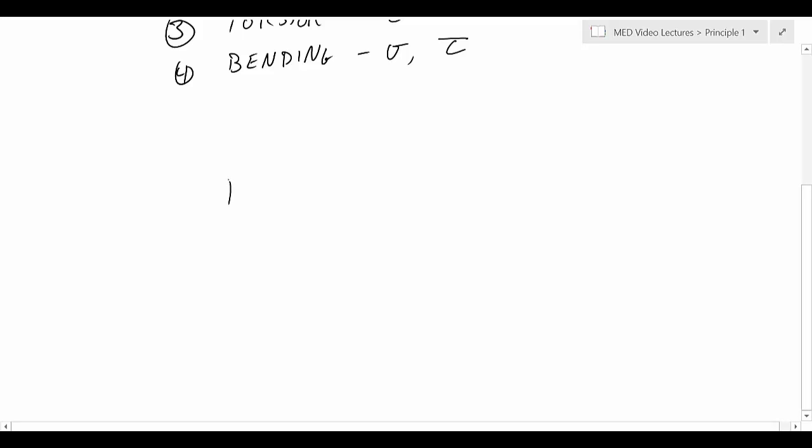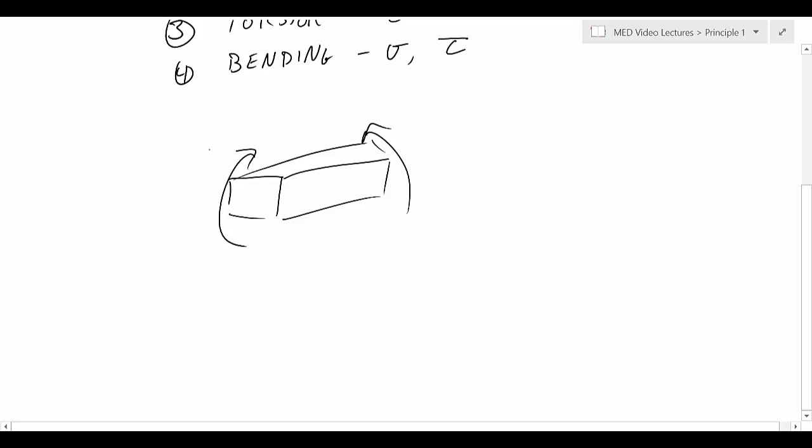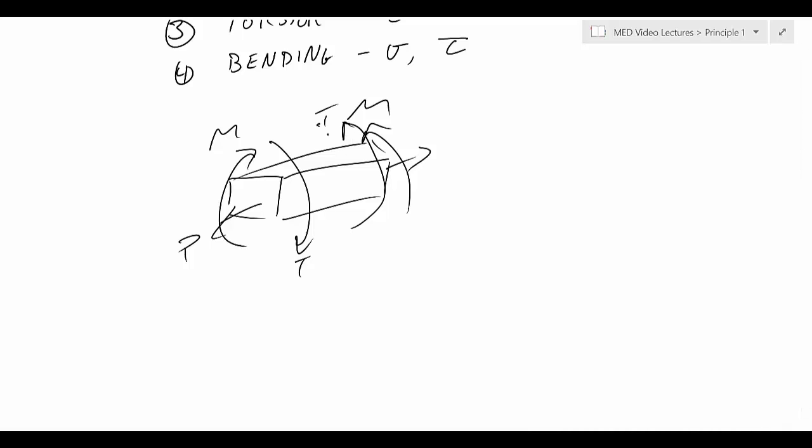But assume we've got some part, and I'll just draw a rectangular prism here. We can put it under some bending moment, M. We can put it under some torsion, some torque, T. We can have some axial load P, and all of that will lead to some amount of stress throughout the part. And of course, we'll want to know where on that part the stress is.